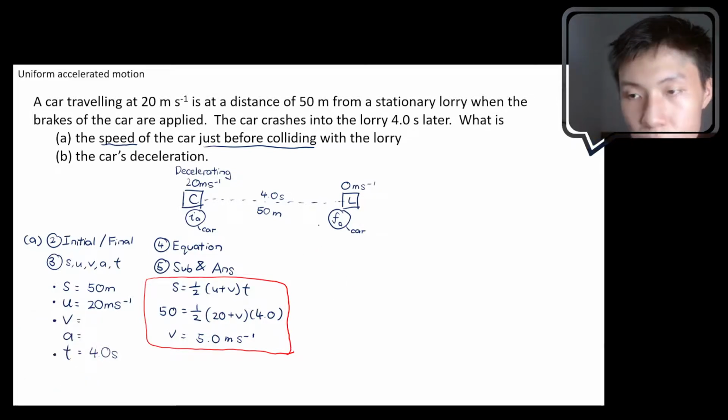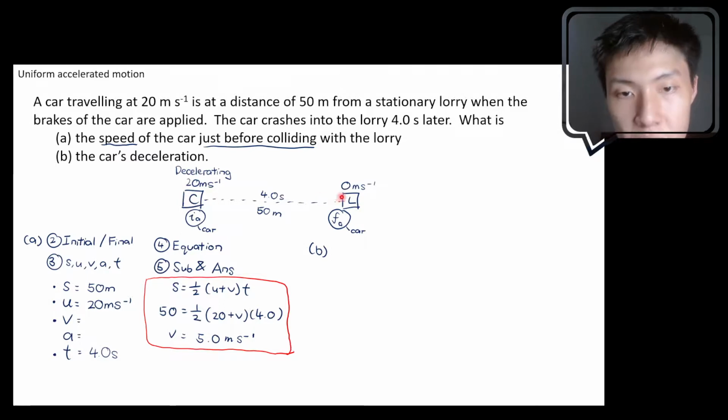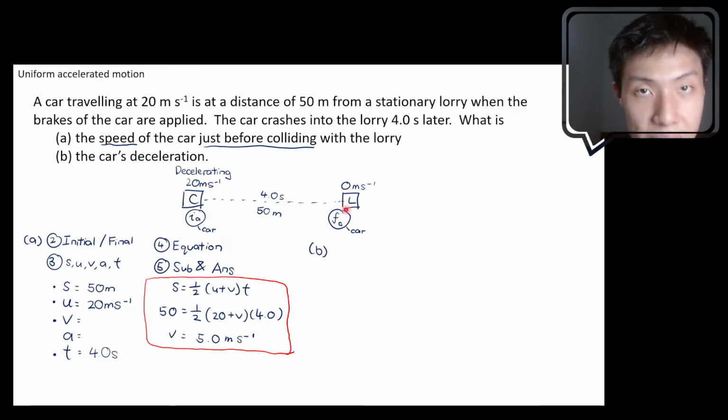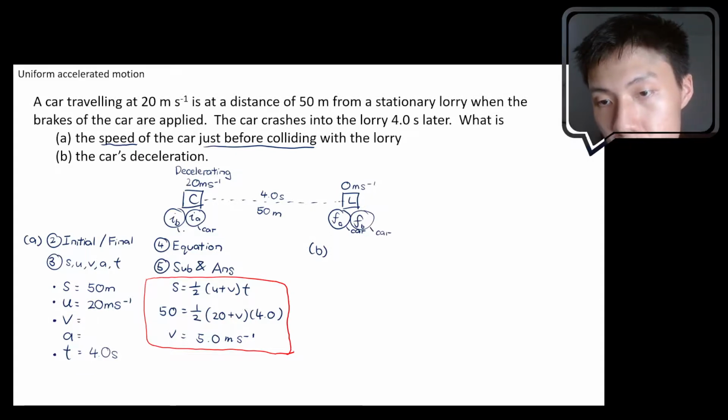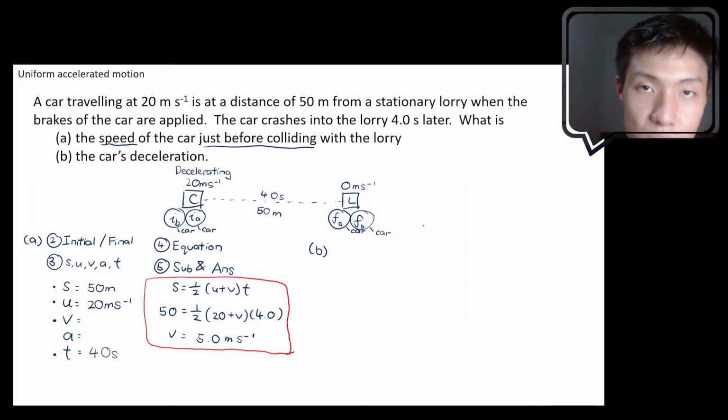So question B asks for the car's deceleration. Deceleration is a constant process that happens throughout this journey. During this whole journey, the brake is being stepped on, right? So deceleration is happening throughout this journey until it collides with the lorry. So you should expect the journey, which is sandwiched by this point and this point, to be our initial and final position. Let me write it down. So this will also be our initial for B, and this will also be our final for B. And it's asking about the car as well. Okay, so this part you can still write in the exam like this.